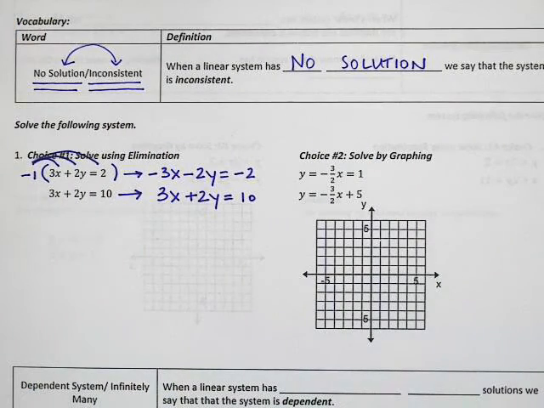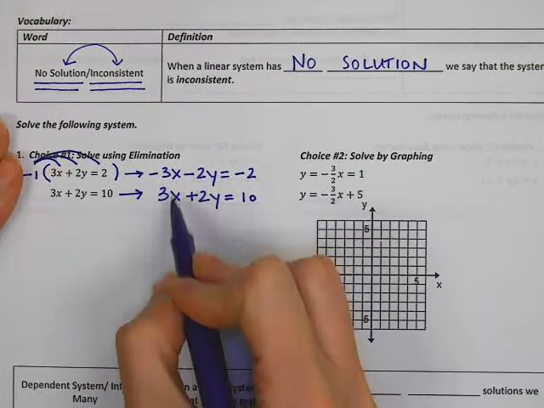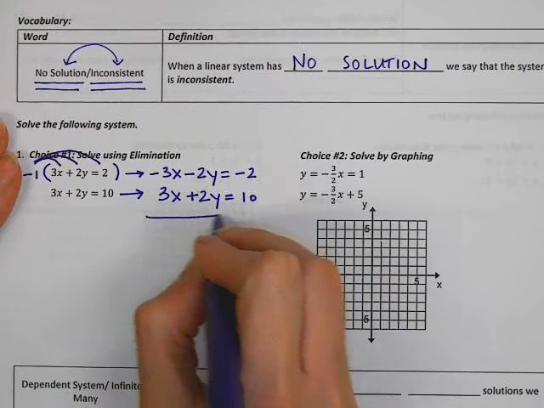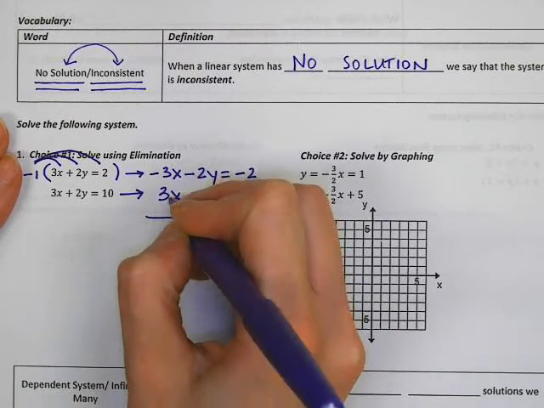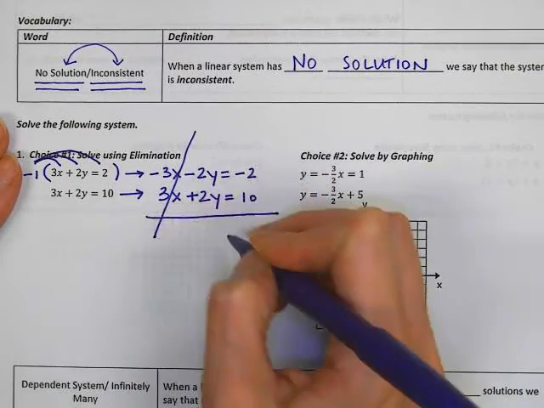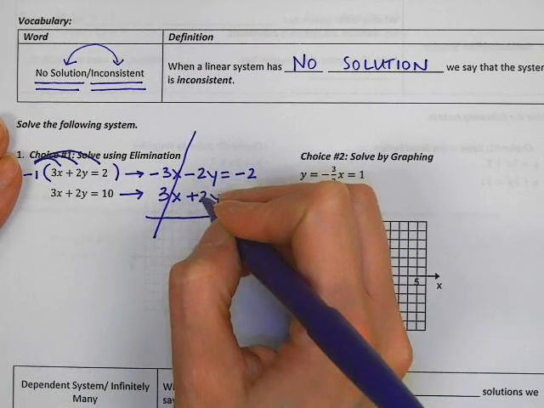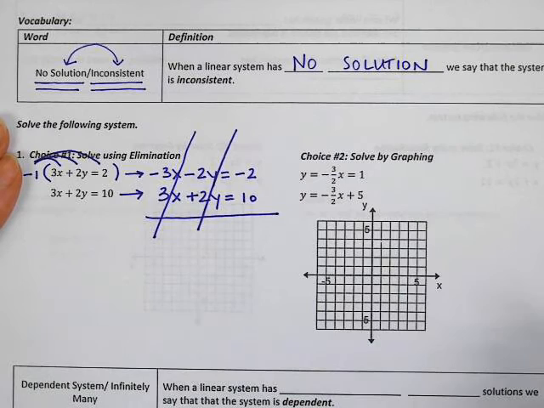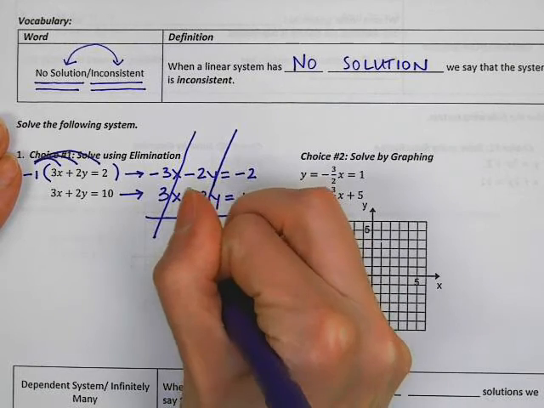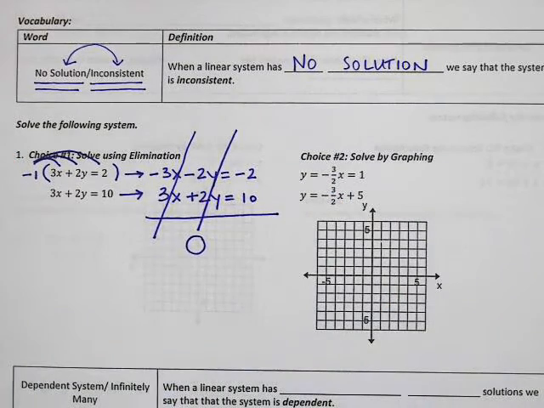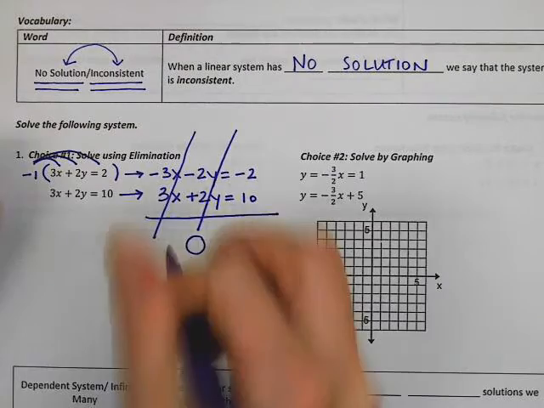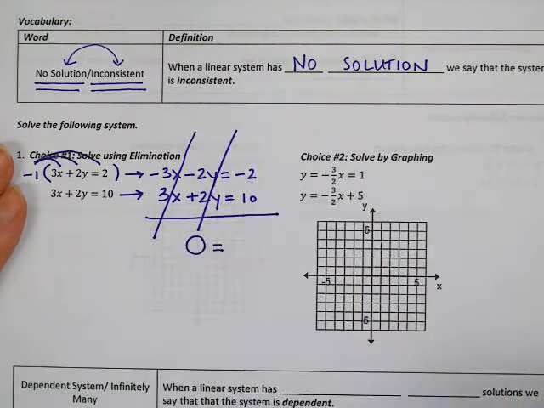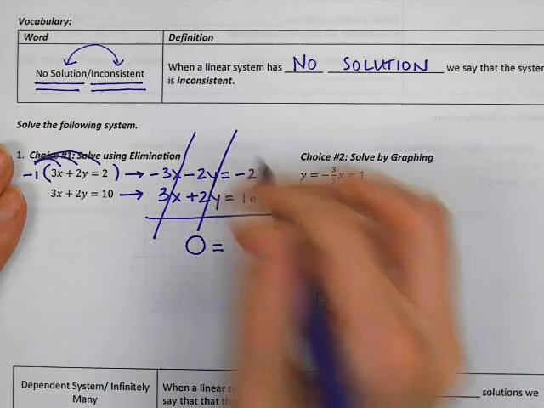All right, and let's see what happens. So if you were going to do elimination, now that we have opposites, we're going to add going down. -3x and +3x cancel. -2y plus +2y also cancels. So on the left-hand side, we're left with a big old 0. If everything cancels, it's like a big 0. And then let's add the right side. -2 plus 10 is 8.